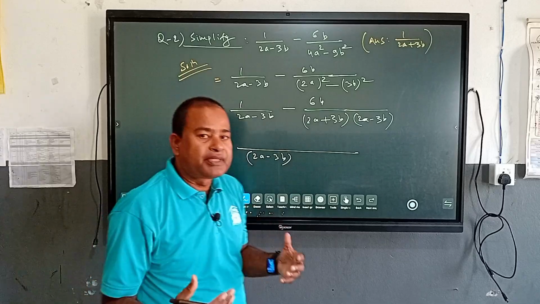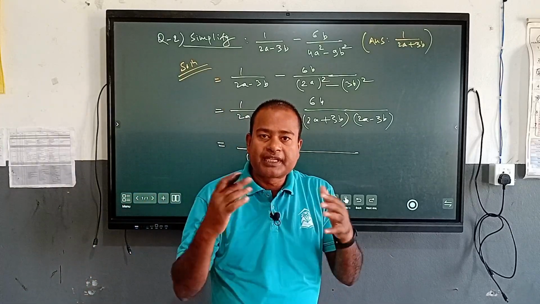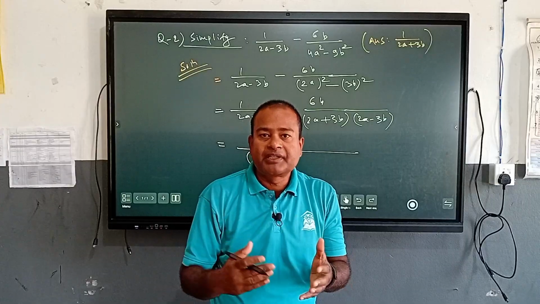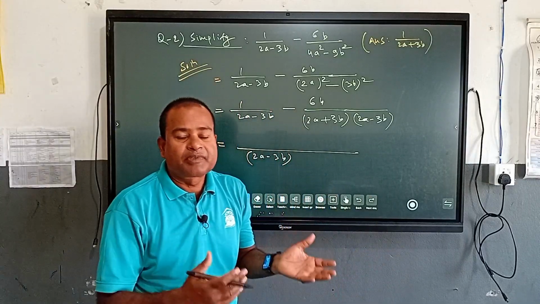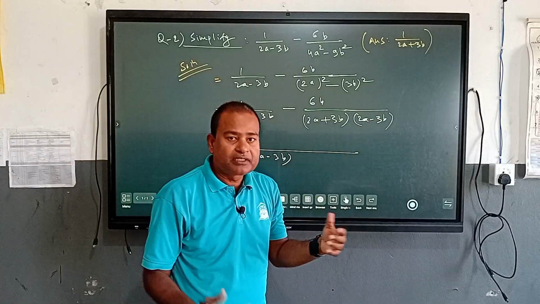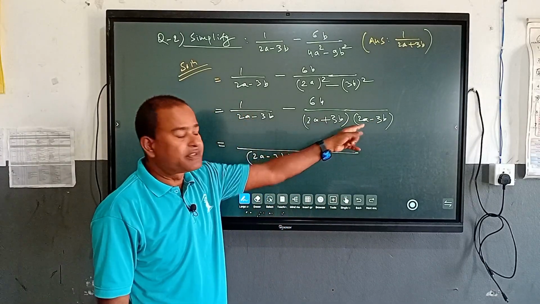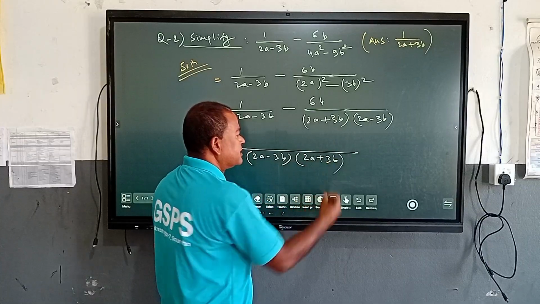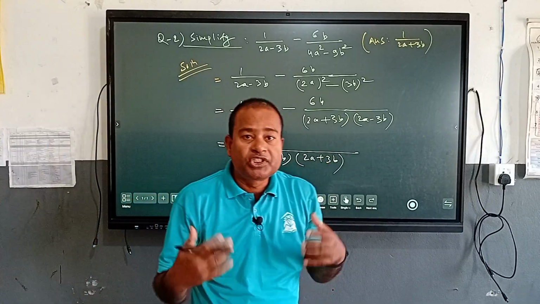So we know that LCM is common factor times remaining factor. If we multiply common factor and remaining factor, then we get the LCM of the given algebraic expressions. So first we have to take common factor. So common factor is 2a minus 3b and the remaining factor is 2a plus 3b. So we have taken the LCM of the denominators.